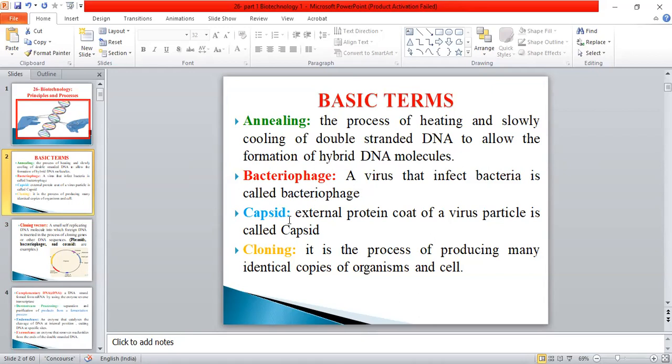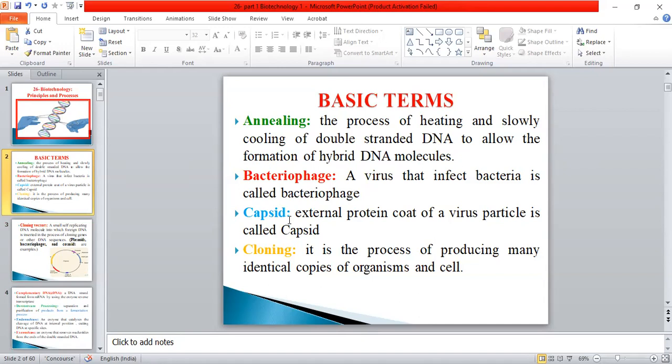Okay, next one is capsid. Do you know what is meant by capsid? Already you studied tobacco mosaic virus or cauliflower mosaic virus. It is made up of two major components. The main one is nucleic acid, which may be a DNA or RNA molecule, depending upon the plant or animal. If it is a plant virus, it contains only RNA as genetic material. If it is an animal virus, it may have DNA as genetic material.